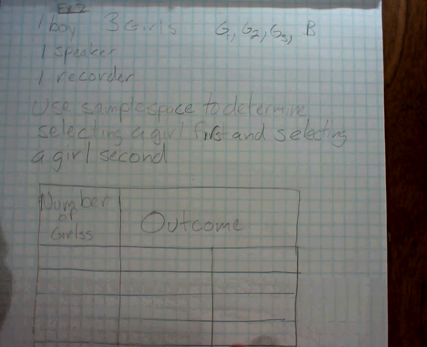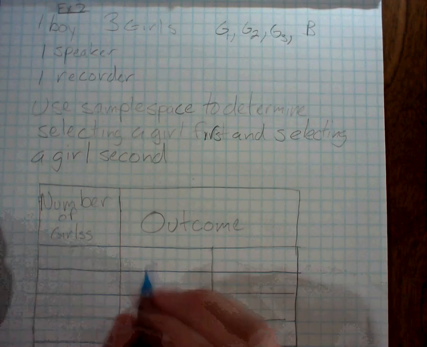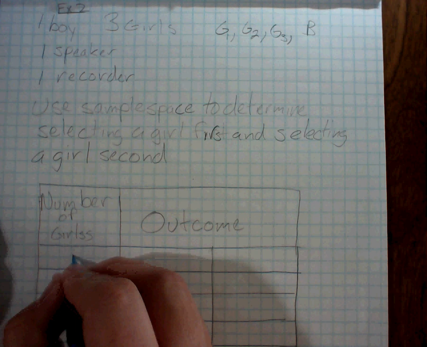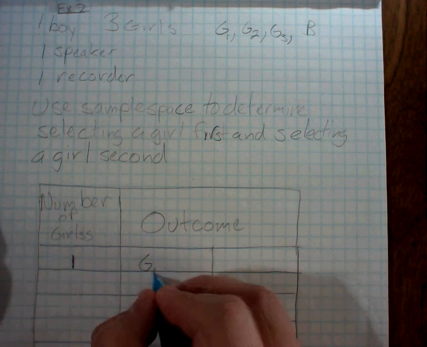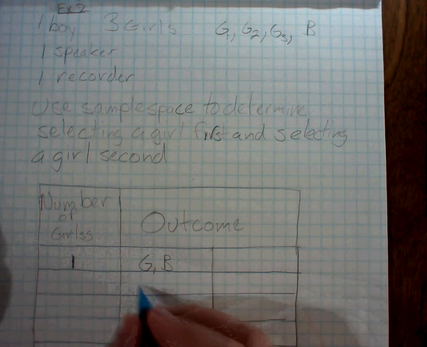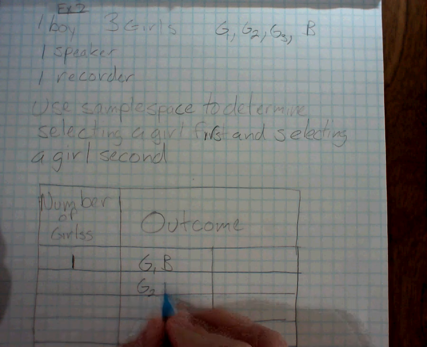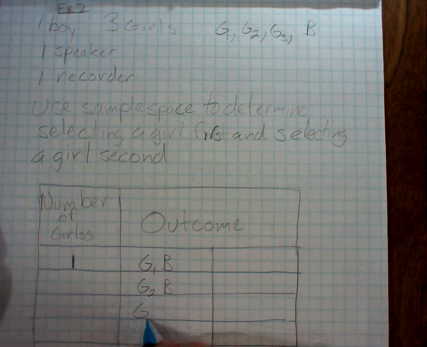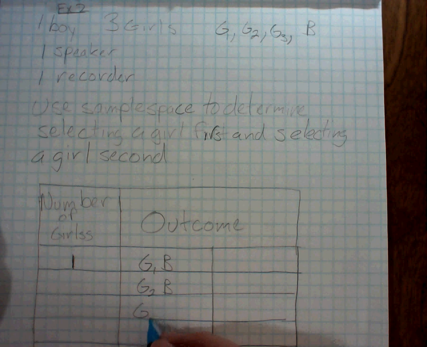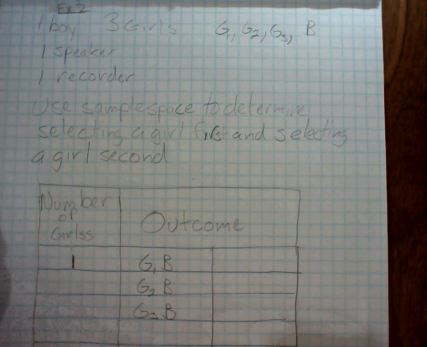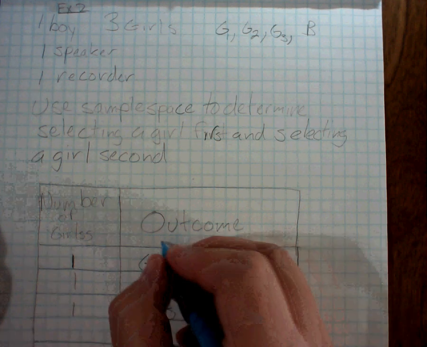So we've got girl 1, girl 2. So if I'm going to select one girl, then that would be girl 1, boy, girl 2, boy, or girl 3, and then the boy. So that gives me one girl, one girl, one girl. So that's for the first person.